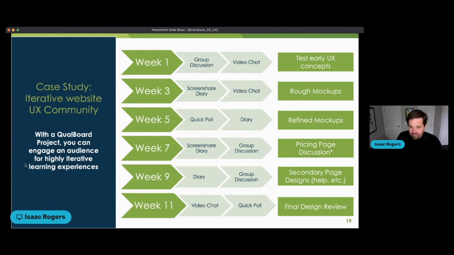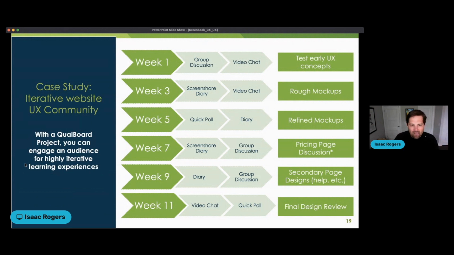But we'd start off with this audience and we'd show them early user experience concepts. So early website designs, get group feedback, say, what do you like about this compared to the current design? What is better or worse? How could we improve this? Come back a couple of weeks later, the designers came out with some rough mock-ups to say, hey, here's even another version based on the feedback you gave us. We then refined that through video chats, diaries, quick polls with the audience, just getting more and more feedback about how to make this website design better and better and better.